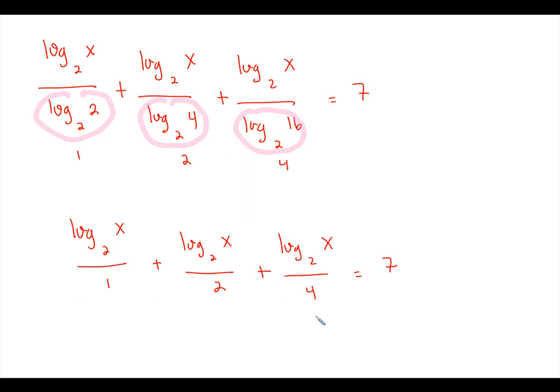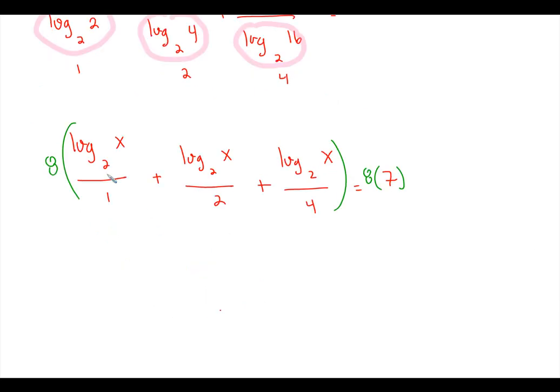Now what we want to do next is get rid of these denominators. Since the common denominator for these three denominators is 8, I'm going to multiply both sides by 8. When I multiply here, I'll get 8 log base 2 of x.